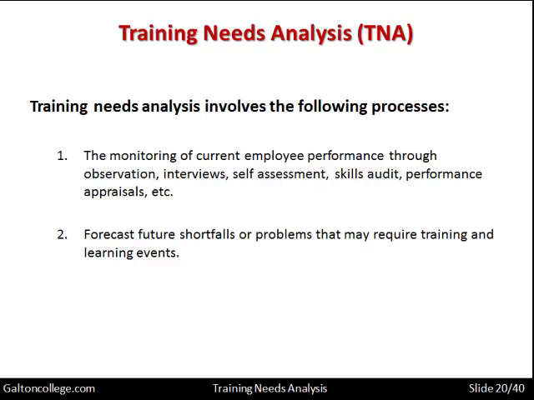It may be possible to forecast future shortfalls or problems that may require training and learning events. The managers are in a better position to know the direction in which the business is moving. They also know what the technologies that are on the horizon will involve. What will the technologies mean for the workers, and how well are the workers prepared to take on the challenge of the new technologies? So perhaps before the investments in new technology in the business takes place, the workers need to be trained in advance.